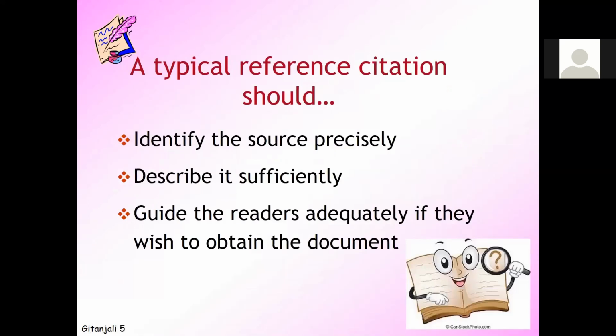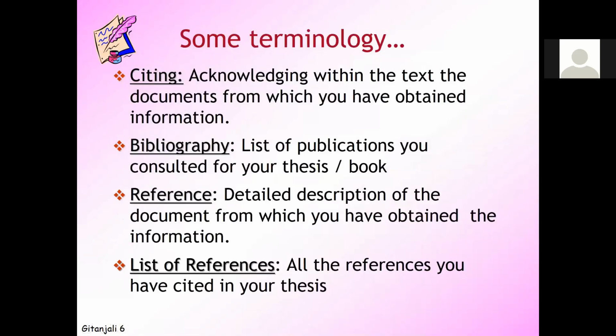So a typical reference citation should have three things. It should identify the source precisely, it should describe it sufficiently, and it should guide the readers adequately if they wish to obtain the document. So it should identify the source precisely and give enough description so that a reader can identify and obtain that document.